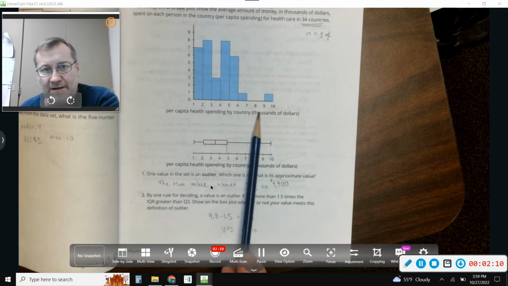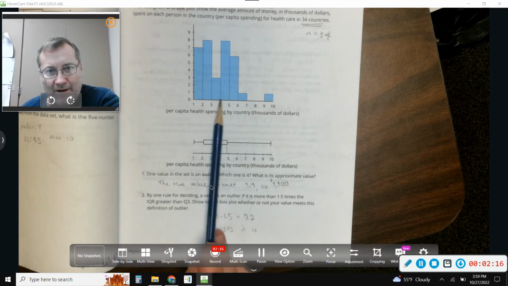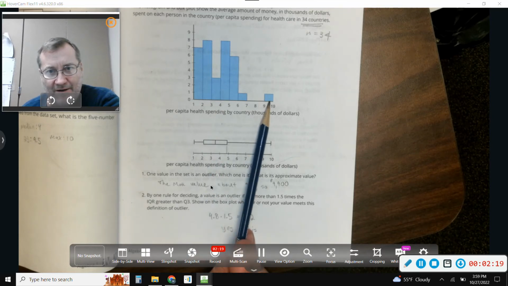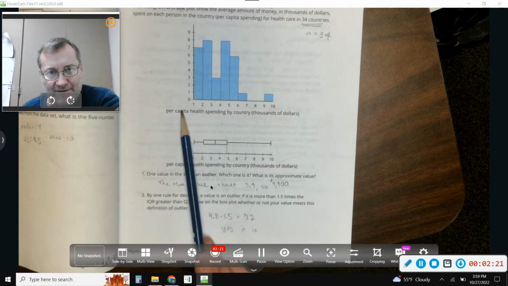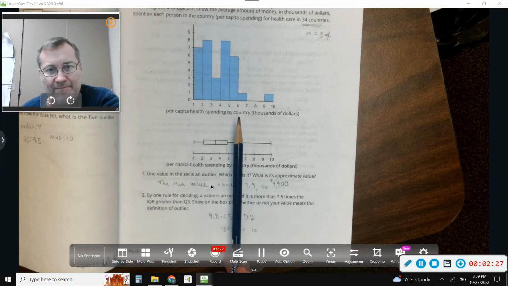Well, as you can see, it's this little baby right here, all the way at the end. Remember, your outliers are always going to be on the ends. You'll have no outliers in the center here. You're going to have outliers at the very tail end of these things. So you're going to have an outlier on this side, but you're not going to have an outlier inside here.